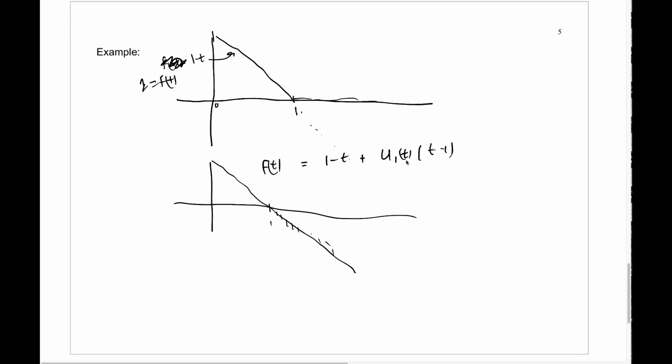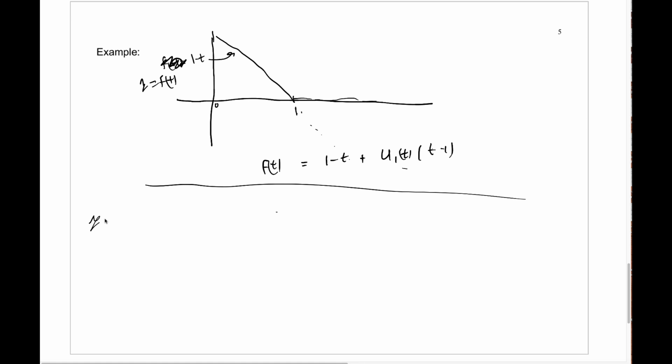Why does this work? Well, between 0 and 1, this term is 0, and so f of t is just 1 minus t. And from t equals 1 on, this term, u sub 1 of t, is just 1, so I get 1 minus t plus t minus 1, and that ends up being 0. So this is my entire function, f. Let me erase all of this stuff here. And this function f is the one with the graph shown above. And let me talk about now writing a different function.